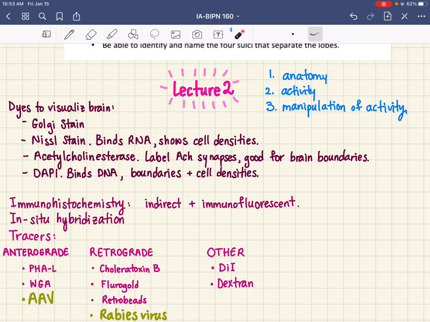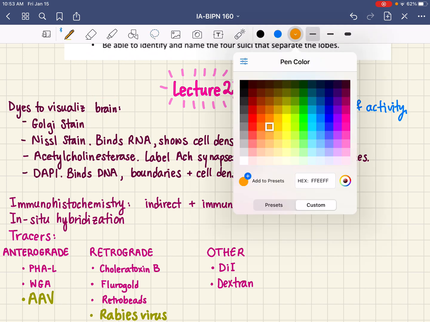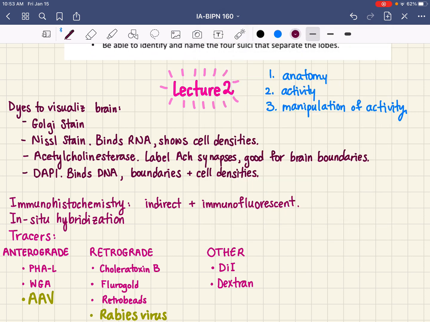Oh, I'm missing an E over here. Hold on. Okay, sorry. I think it's this color. There we go. Visualize the brain.